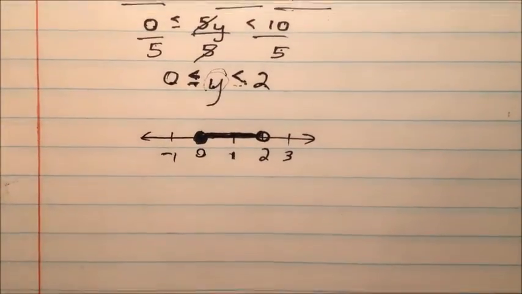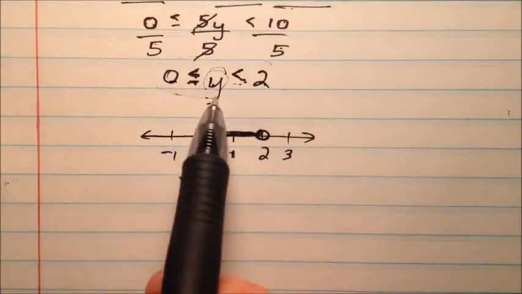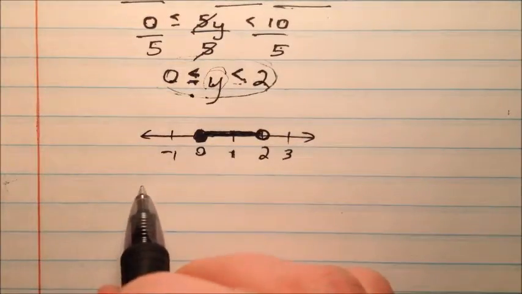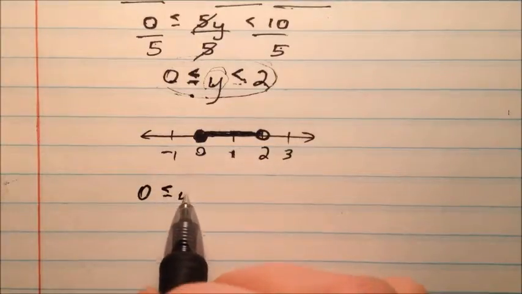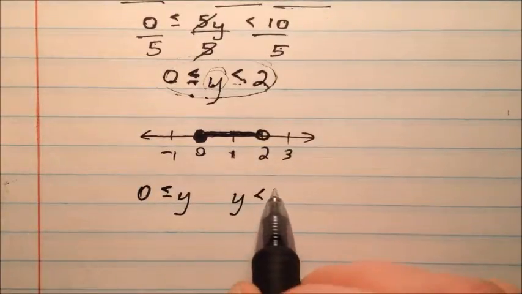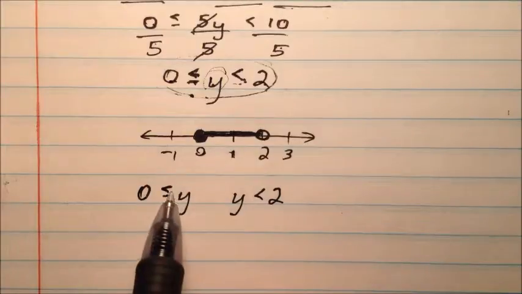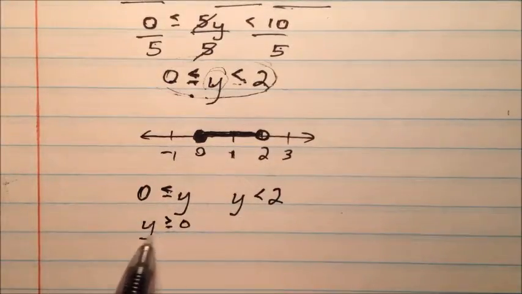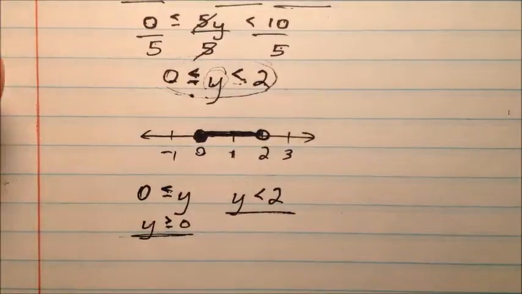Well, let's look at this another way a little bit. If we took this trichotomy, which we have for our answer, and we broke it up into 2 parts, we'd have 0 is less than or equal to y, and we would have y is less than 2. Let's go ahead and turn this around and say y is greater than or equal to 0 and get a better look at it. So we've got this one and this one.